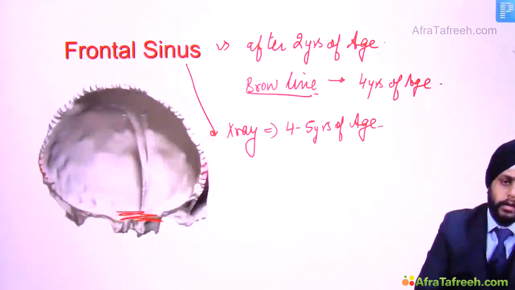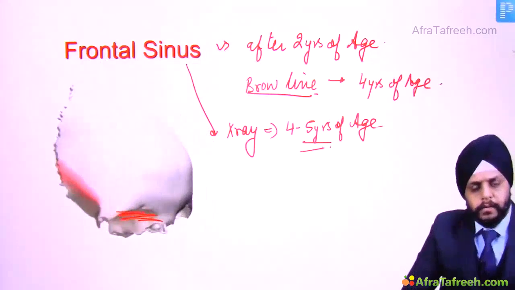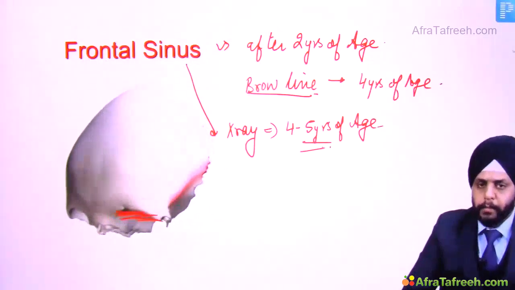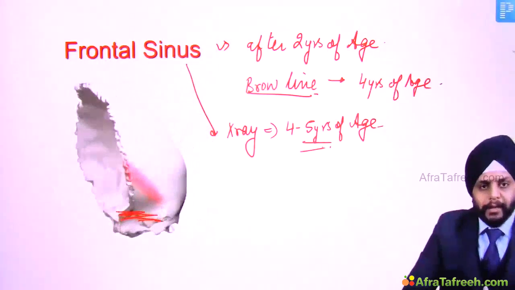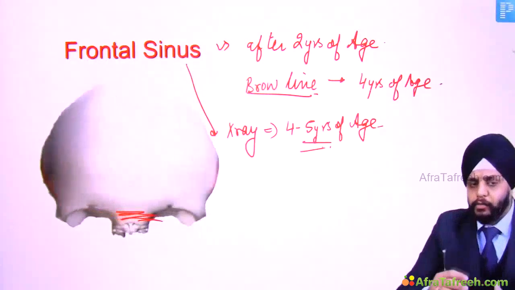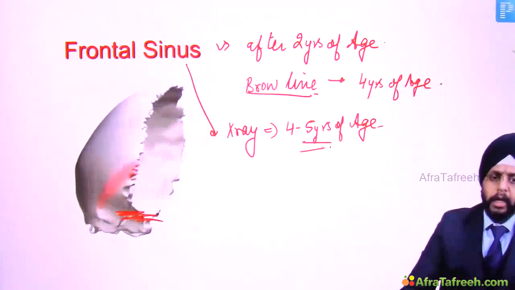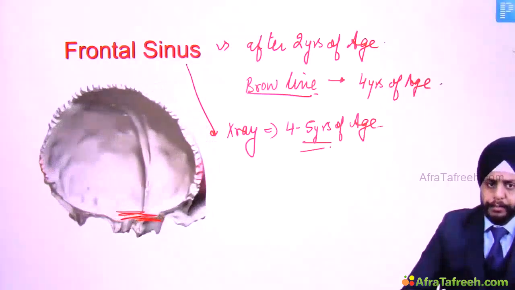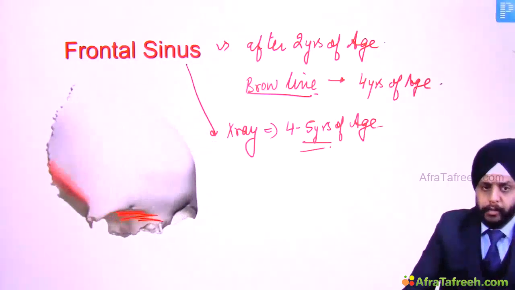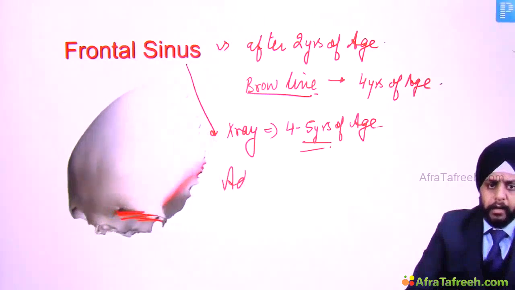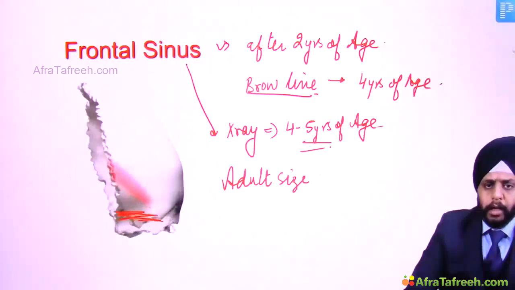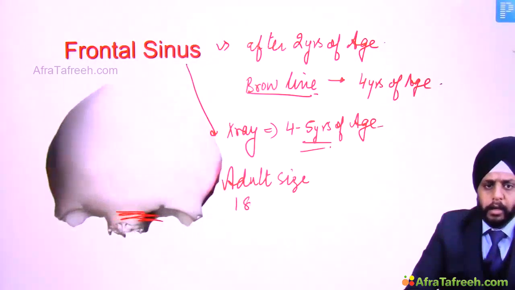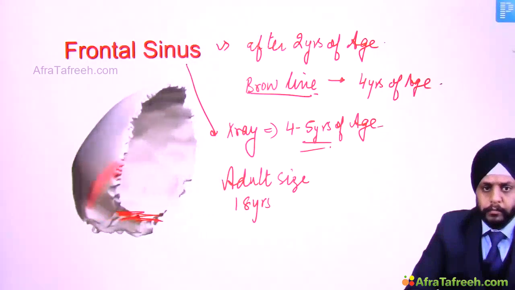So around this age, the frontal sinus starts becoming visible on a plain X-ray. Now remember, this is the sinus that is the last to start developing, and it is also the last to reach adult size. So it reaches adult size by approximately 18 years of age.